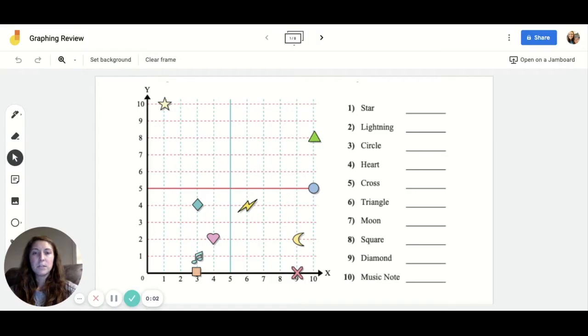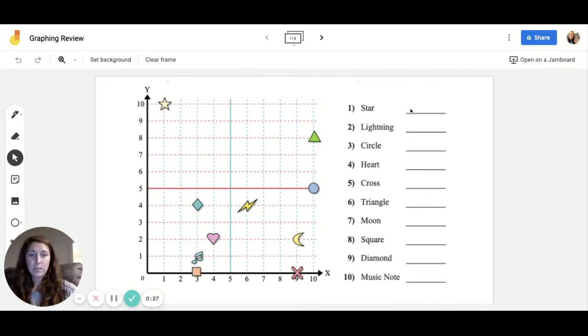All right, so to continue reviewing graphing on a coordinate plane, we're going to take a look at this Jamboard to go over it a little bit further. If you notice on this Jamboard, I have the coordinate plane listed here, and the x-axis and the y-axis are already labeled. I have all of my numbers here.